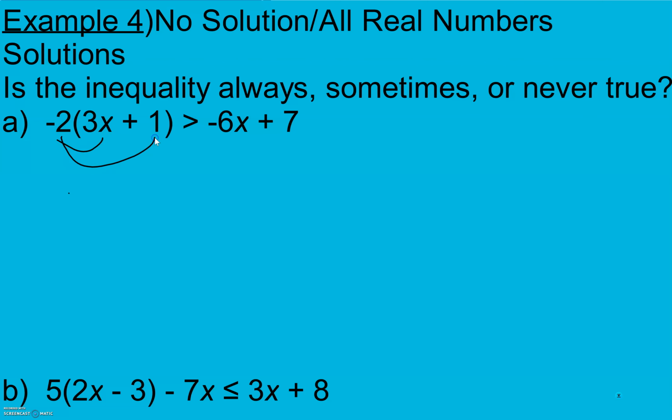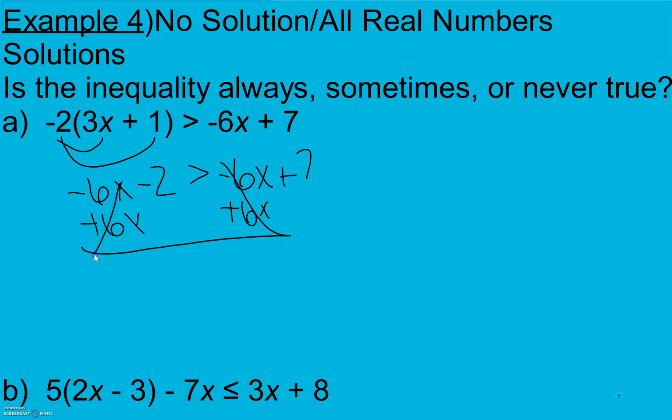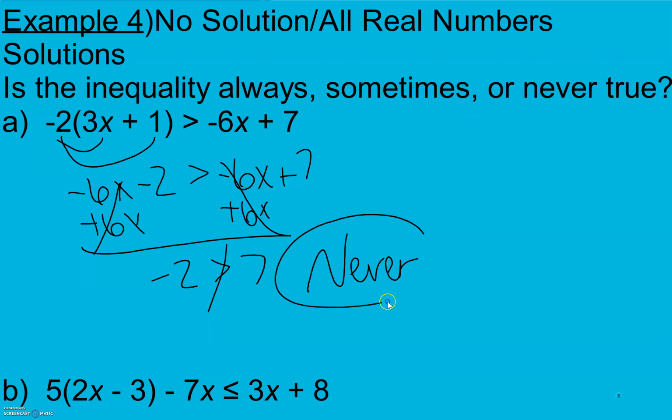Distribute first. Get our variables together on one side. Here, -6 plus 6 is 0 on both of them. So I'm left with -2 is greater than 7, which is not true. So since -2 is not greater than 7, this is never going to be true.